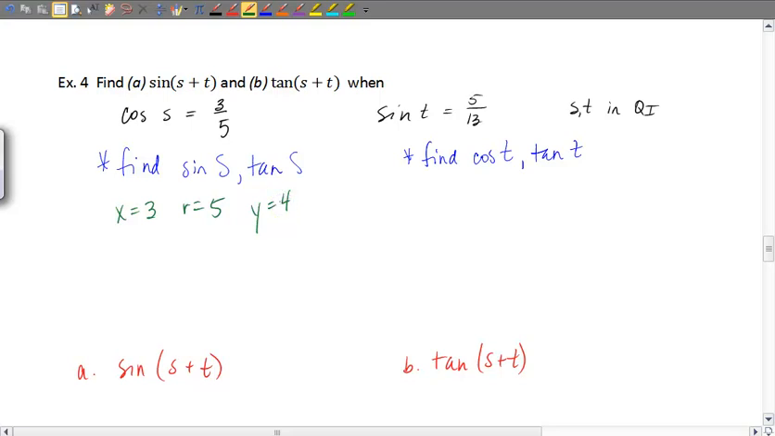Now, having said that, I'm supposed to be finding the sine and tangent. Well, sine is y over r, so that would be 4/5. Let me write this. The sine of s is 4/5, and the tangent of s is going to be y over x, which is 4/3. Let's go do that again over here.